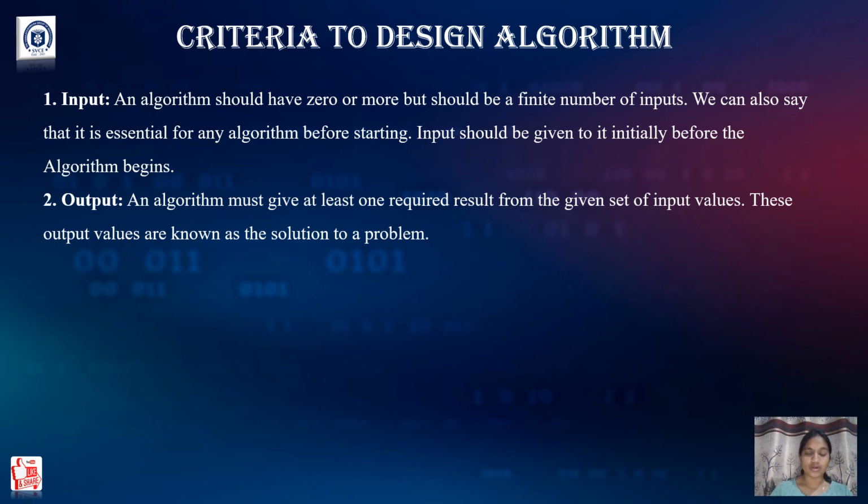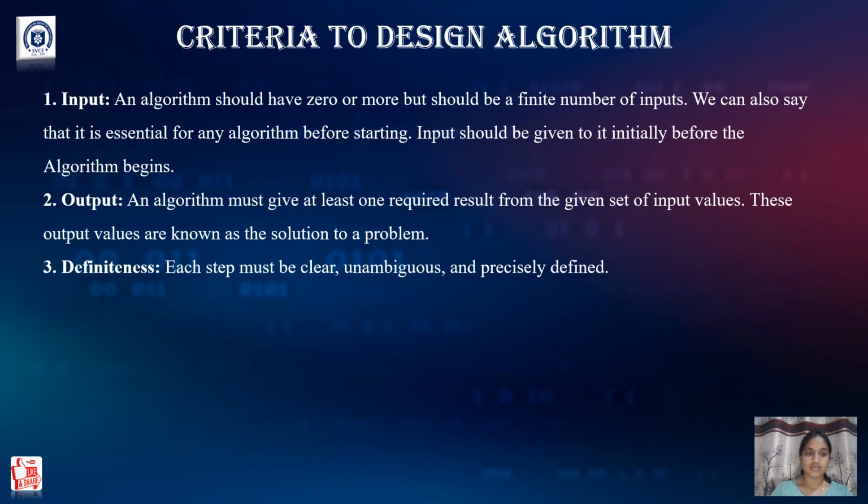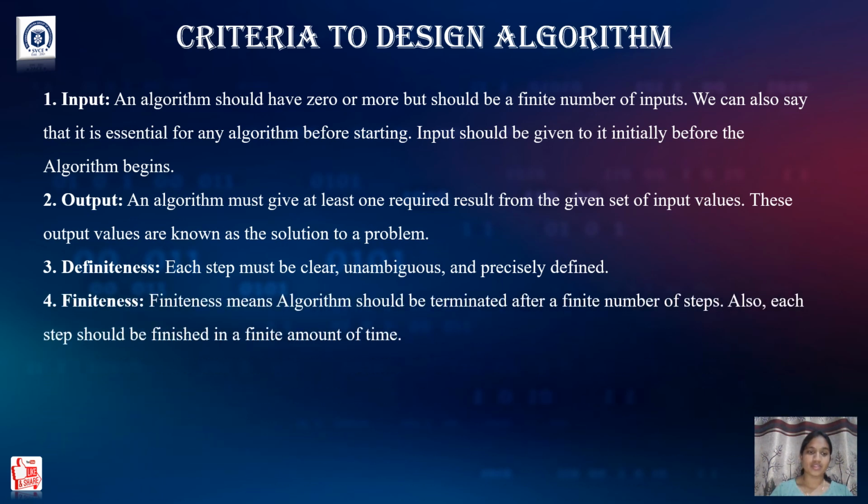Second one is output. An algorithm must give at least one required result from the given set of input values. These output values are known as the solution to the problem. Third one is definiteness. Each step must be clear, unambiguous, and precisely defined.